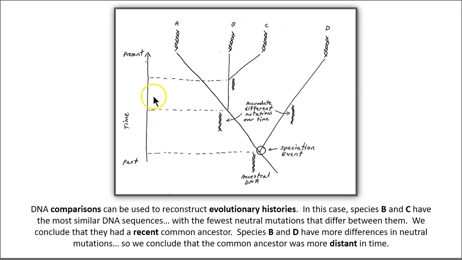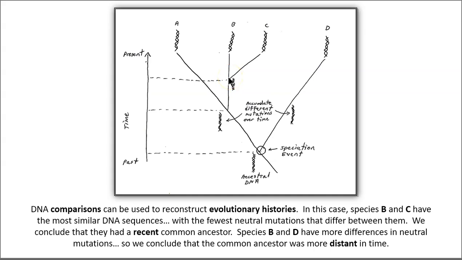So notice we have a graph here. We have the time on the y-axis here, and then we've got some ancestral species here, and they're going to give rise to 4 species shown at the top here. And let's say we're able to sequence the DNA of these 4 different species so that we can compare those DNA sequences. And the idea is that species that have very few differences, so they have lots of similar DNA, we infer that they would have a recent common ancestor. As it turns out, species B and species C have very similar DNA, only a few differences. And so we infer from that, we conclude that they had a common ancestor that was recent.